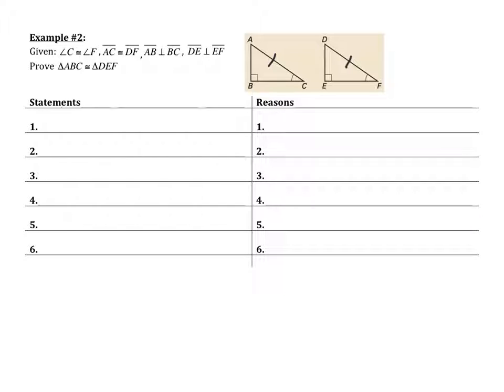So let's start with our given. I'm going to write down that angle C is congruent to angle F. And I know this because it was given. Next, I'm going to write down that segment AC is congruent to segment DF.